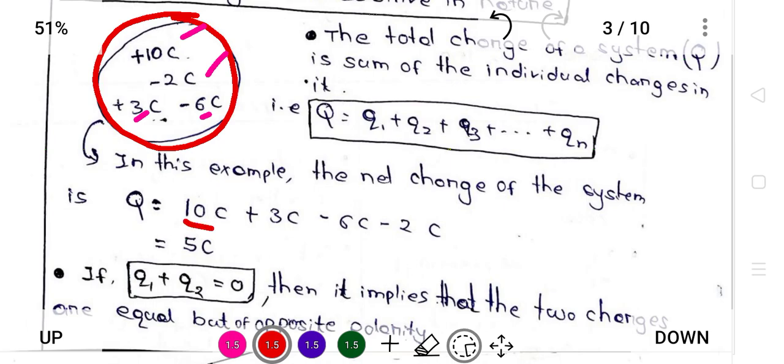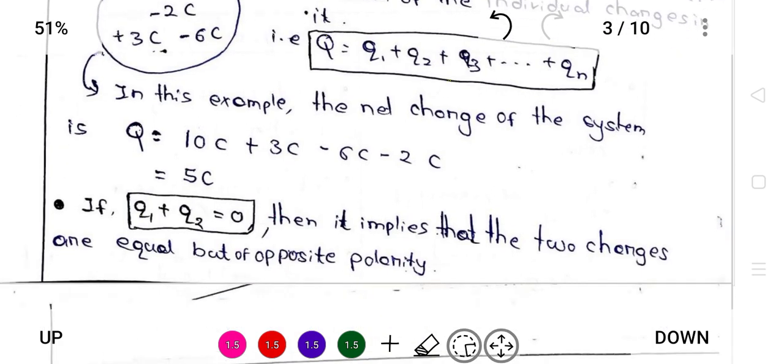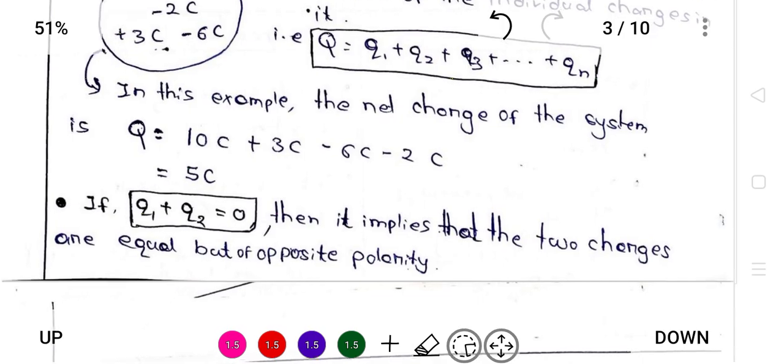That is plus 10 coulomb, plus 3 coulomb, minus 6 coulomb, minus 2 coulomb. That is 10 plus 3, 13, minus 6, minus 2, which is equal to 5 coulomb. So the charge of a system is equal to the sum of the individual charges present in that system.